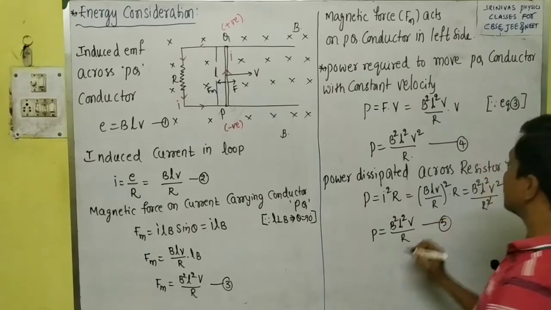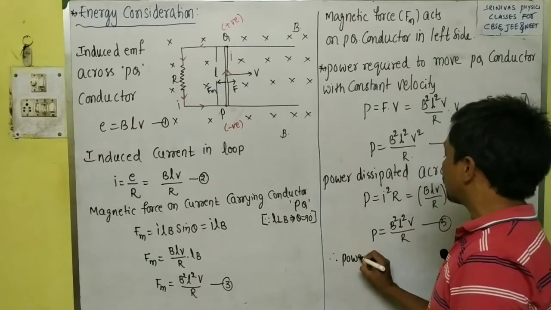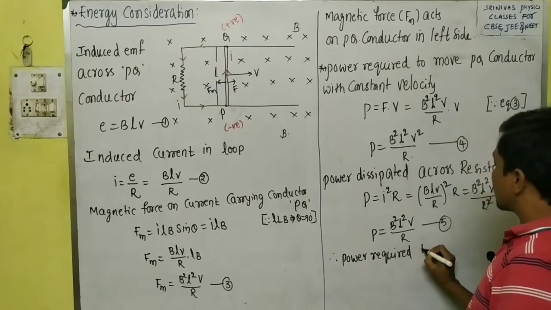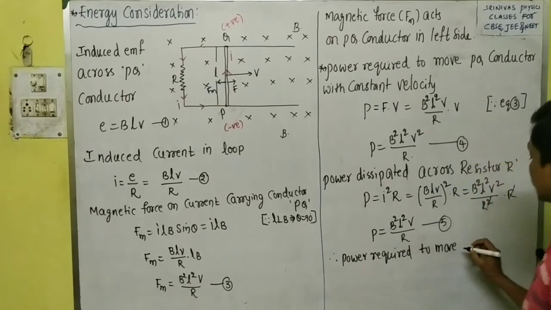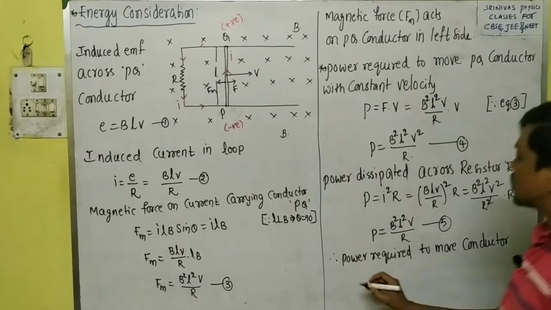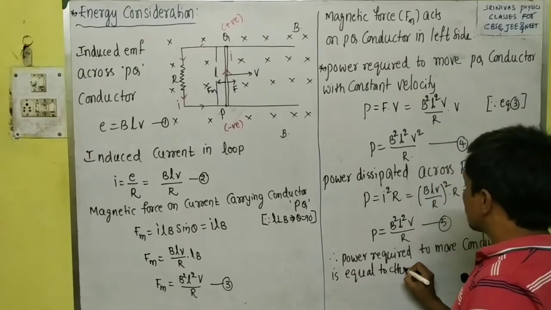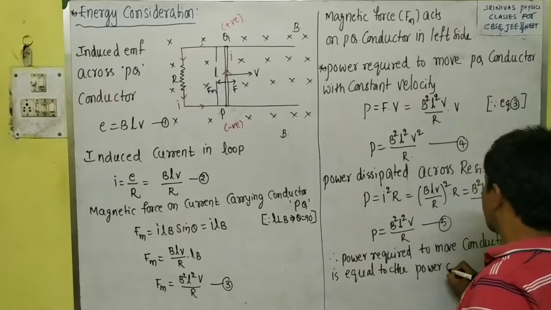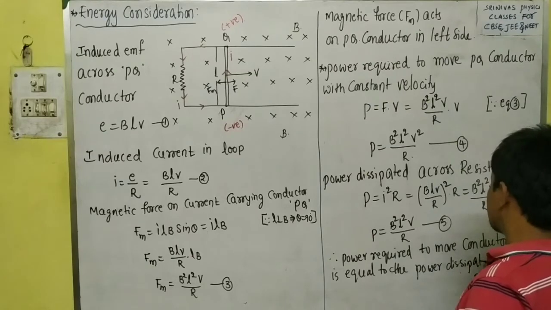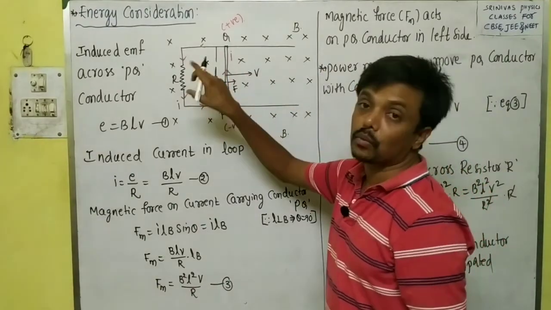This is equation 5. From equation 4 and 5 we write one conclusion, that the power required to move the conductor is equal to the power dissipated across the resistor, right? Both are equal. How much power you are using, that much power is converted into heat energy.